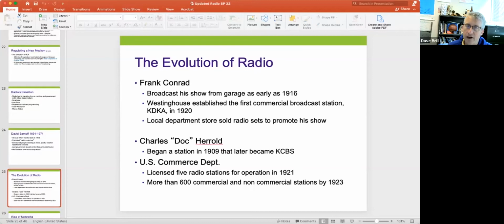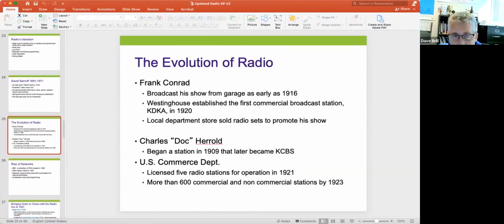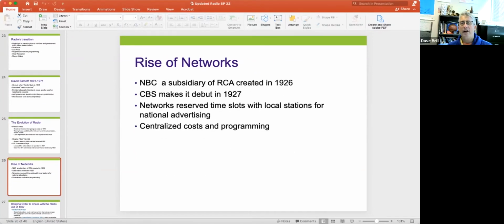Sound familiar? It's kind of how we roll today, even in 2022. All right, by 1926, you now start to have networks come along. NBC, a subsidiary of RCA, is created in 1926. CBS makes its debut in 1927. Networks begin reserving time slots with local stations for national advertising. There was this idea, obviously, of centralizing costs and programming. Everything that David Sarnoff had talked about, had envisioned, is now coming true, right?